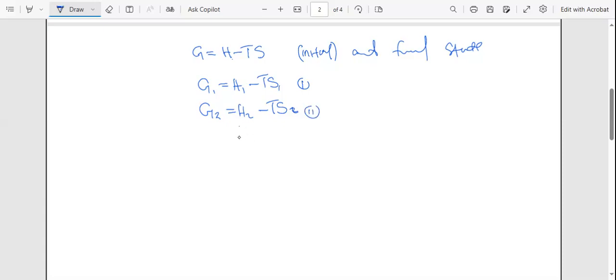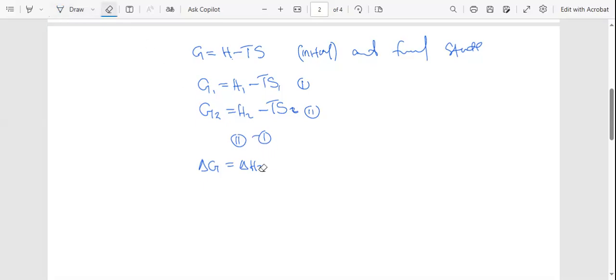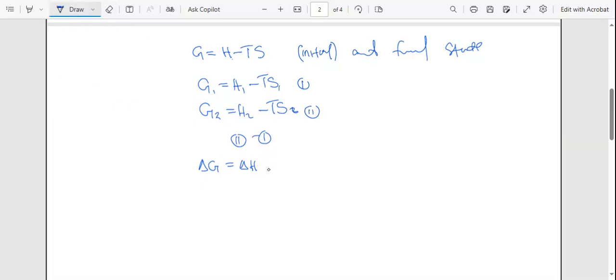So we say now 2 minus 1. When you subtract, there will be a change in Gibbs, and also a change in enthalpy. I don't have to write that because the subtraction itself tells you the change. Then minus T times the change in entropy, since temperature is constant. So this is equation 3. Please master this. We'll come back to this. I said master it.